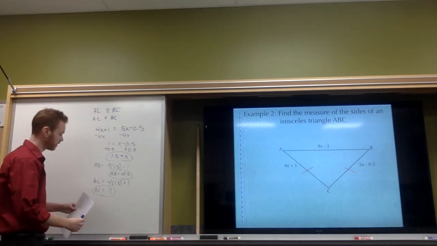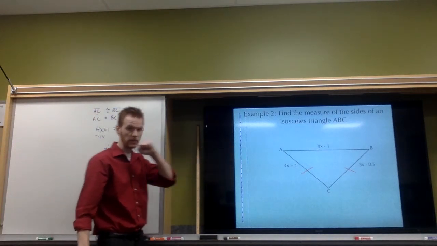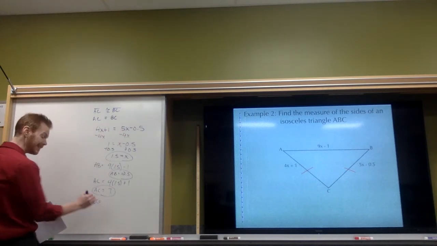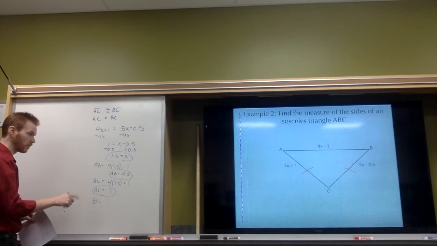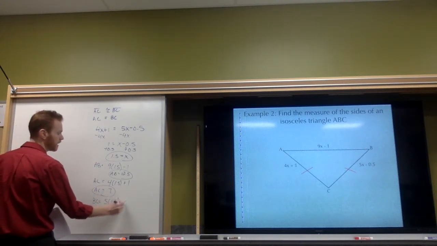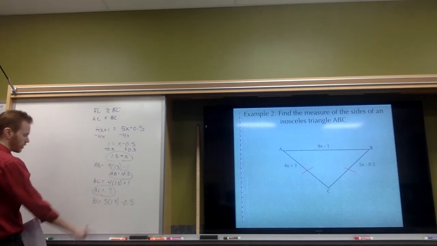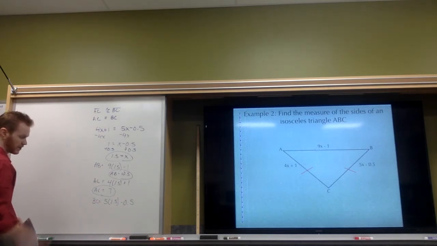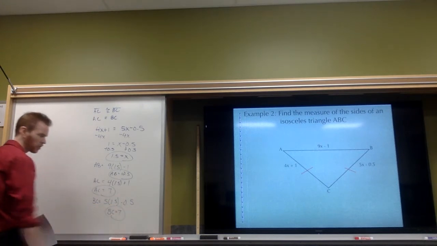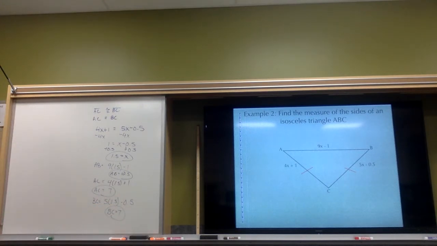Now, here's the deal. AC and BC should be the same measurement. I know that already. So BC should be 7. If it isn't, then I made a mistake and I have to go back and check my work again. So 5 times 1.5 minus a half. So 5 times 1.5 is 7.5 minus a half. Hey, how about that? We did it correctly. BC is equal to 7.